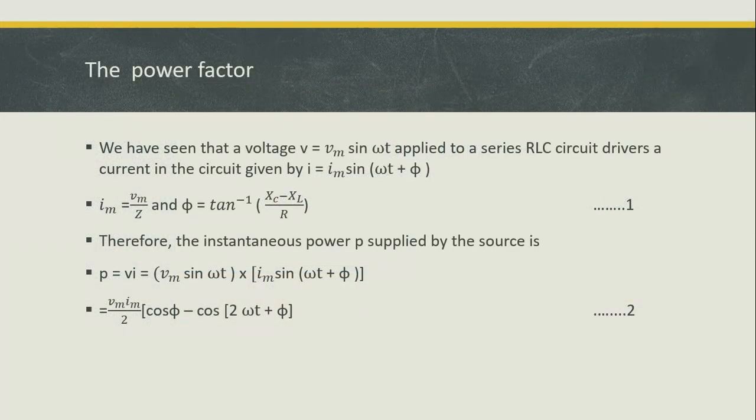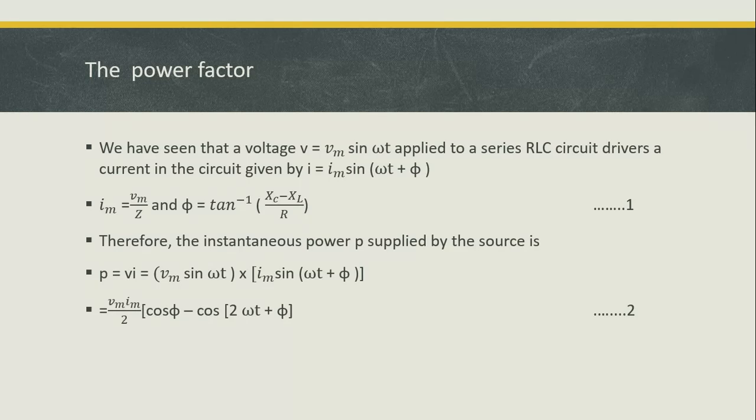We have seen that the voltage v is equal to Vm sin omega t. Vm sin omega t applied to a series RLC circuit derives a current in the circuit, I equals Im sin(omega t plus phi). We have derived these values of I from the previous topics.